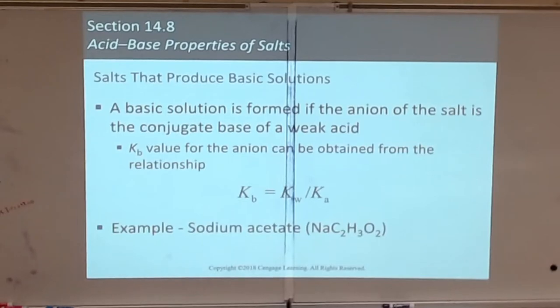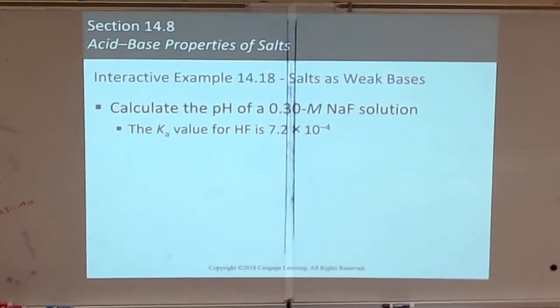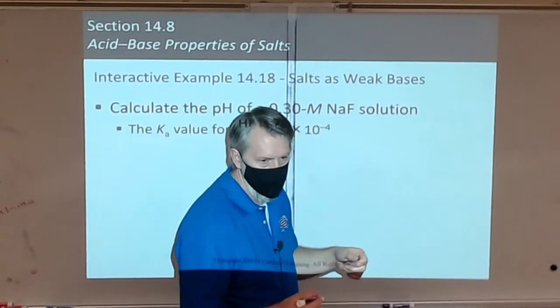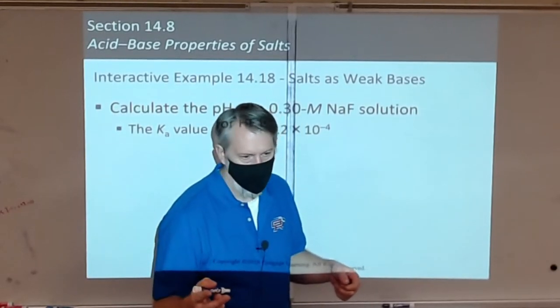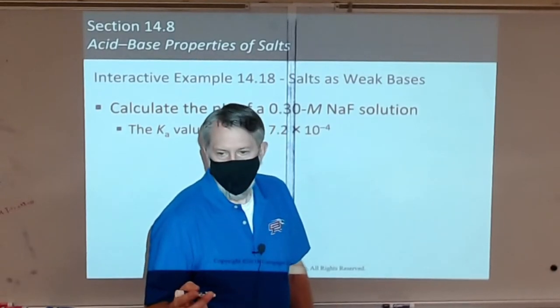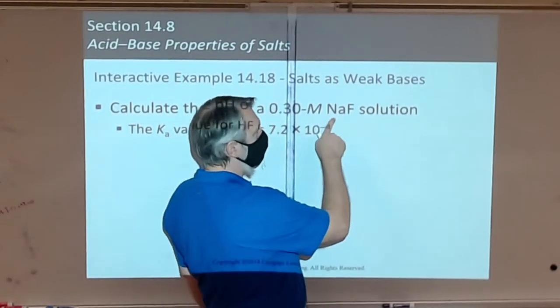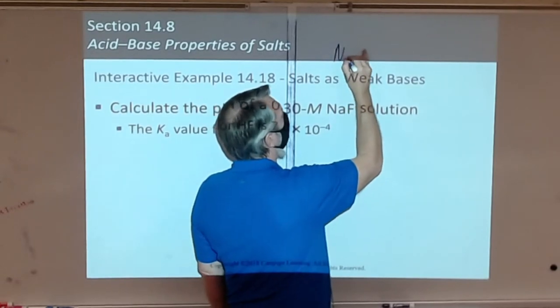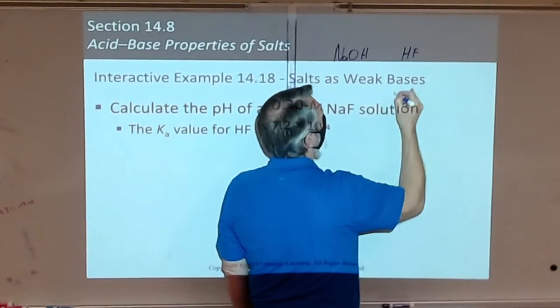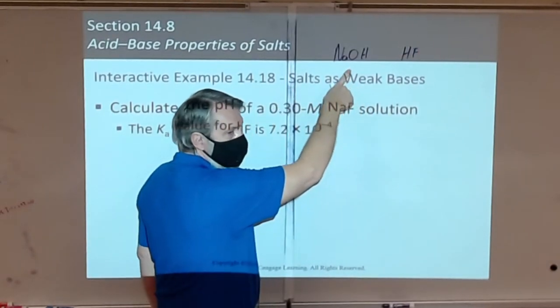So now that you've done that, let's calculate the pH of a 0.3 molar sodium fluoride solution. So real quickly, I want you to think about this. Let's do the concept first. So I've got sodium fluoride. So what two things do I want you to make? So I need the base. So the base would be what? And the acid would be HF.